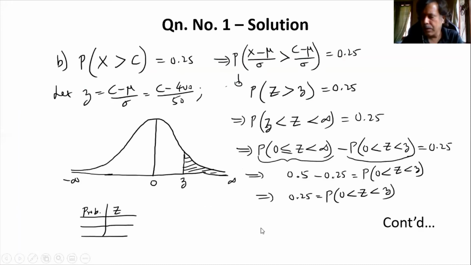So what we had seen is for a probability of 0.2486, we identified the Z value as 0.67, and for a probability of 0.2517, we identified the Z value as 0.68. So if I take an average of 0.2486 and 0.2517, approximately we will get 0.25.